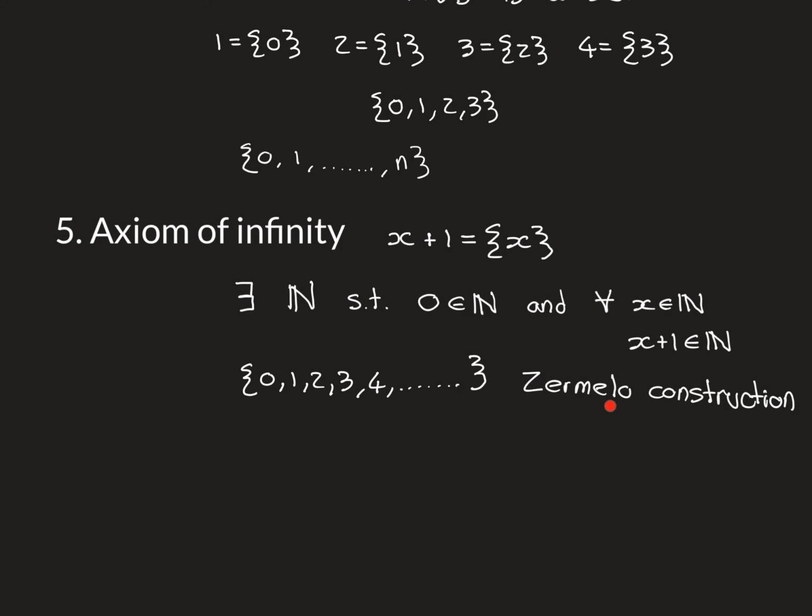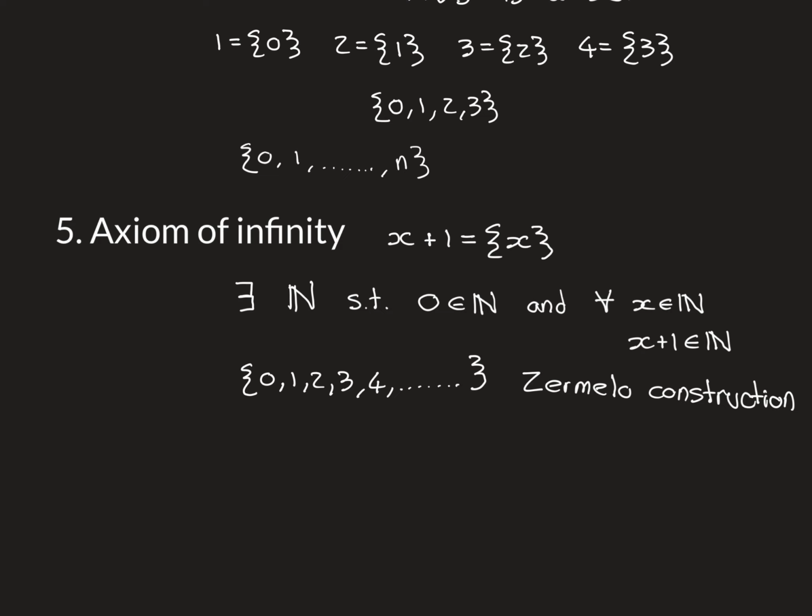And what we have just done, this construction of the set of natural numbers, this is called, as I previously said, the Zermelo construction. And there are other constructions. They all end up exactly isomorphic to one another. I like this construction because it's very simple.